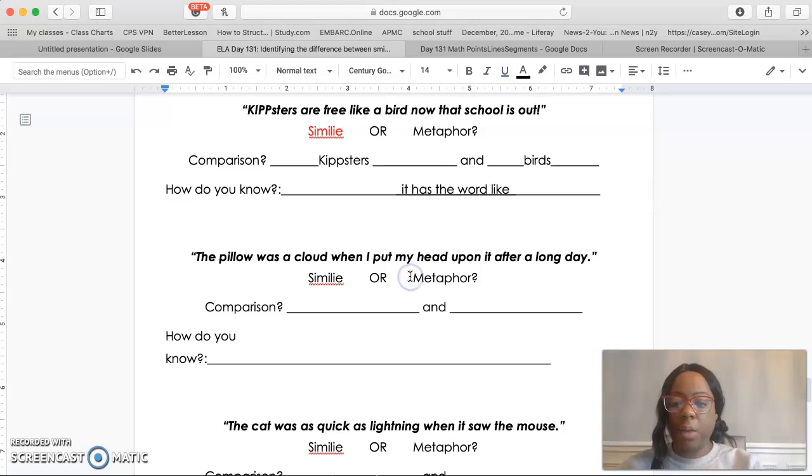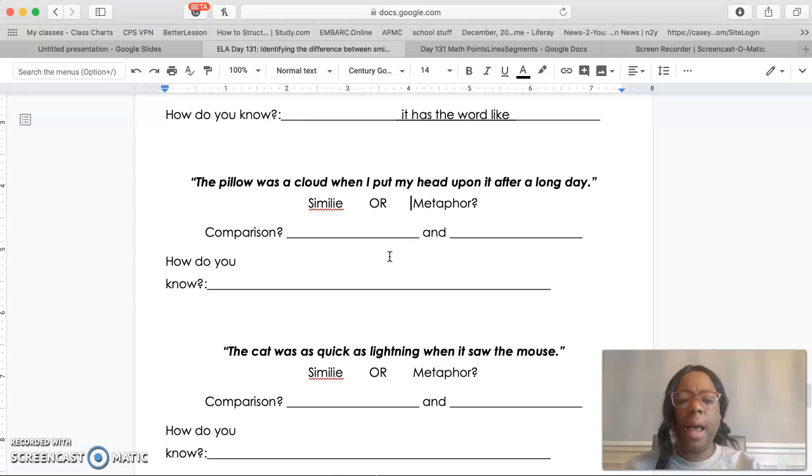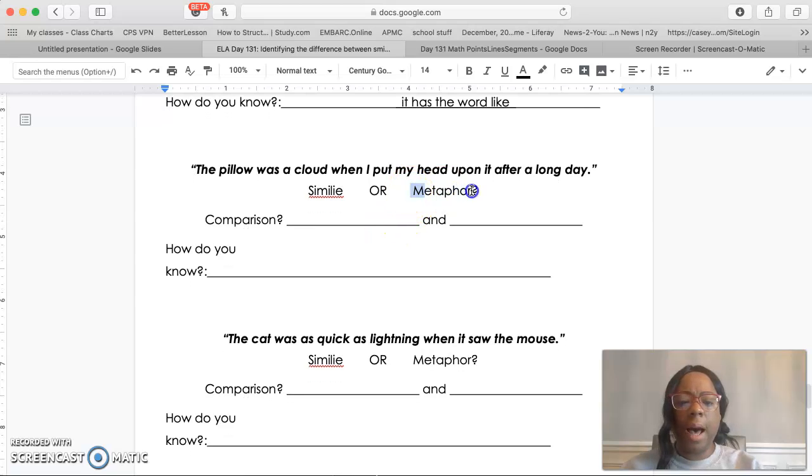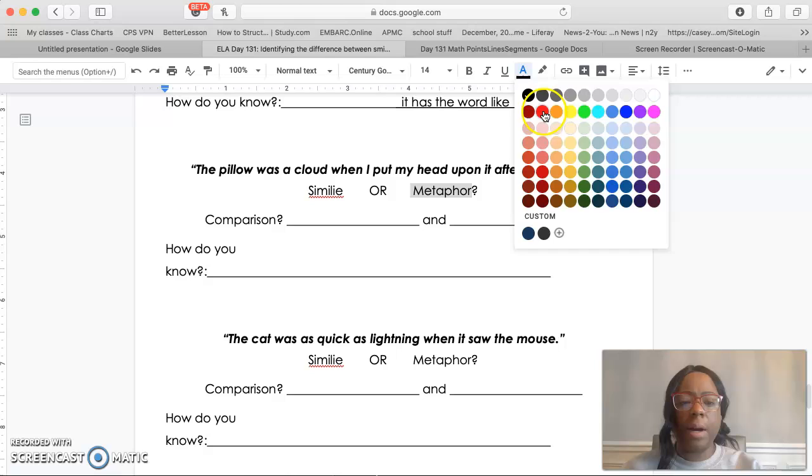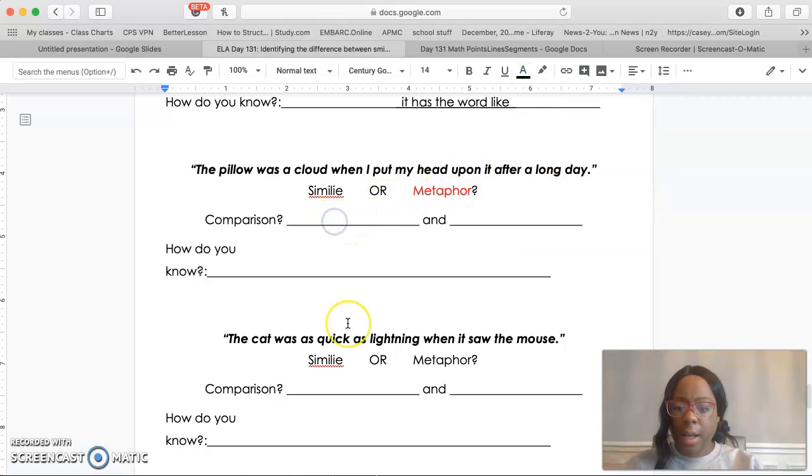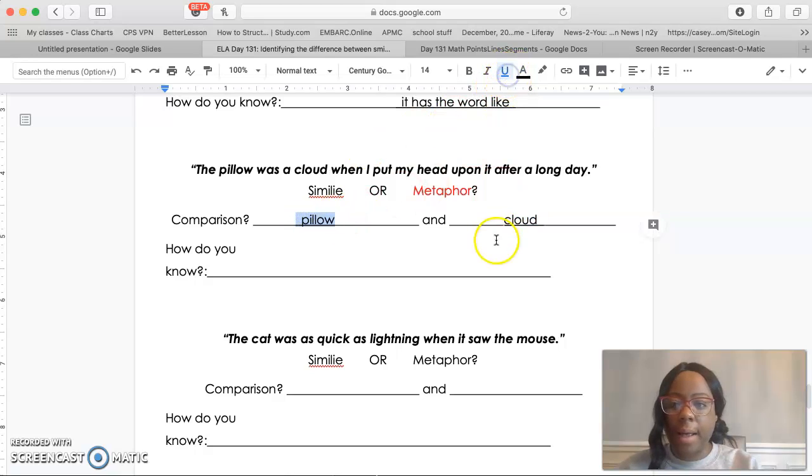Next phrase, the pillow was a cloud when I put my head upon it after a long day. Let's listen to that again. The pillow was a cloud when I put my head upon it after a long day. I can say that that is a metaphor. It's comparing two things, and the two things are pillow and a cloud. How do we know that it's a metaphor? Nowhere in this sentence do we see the words like or as.